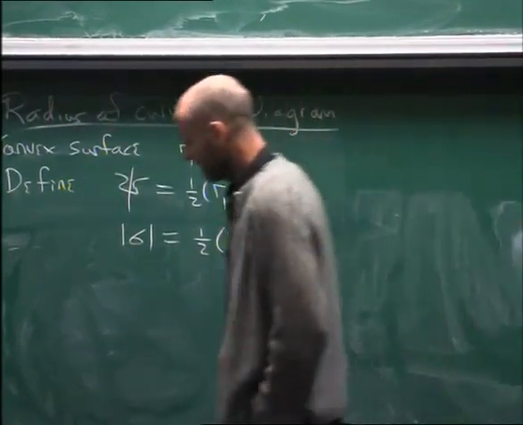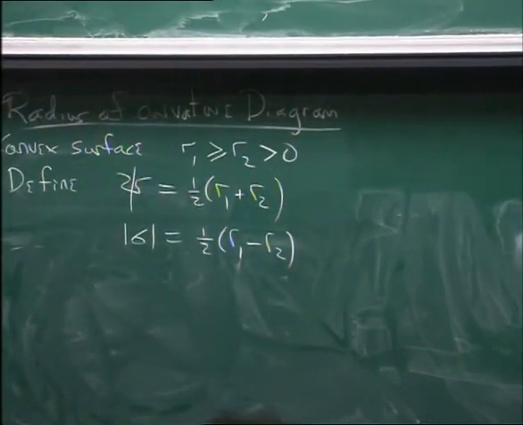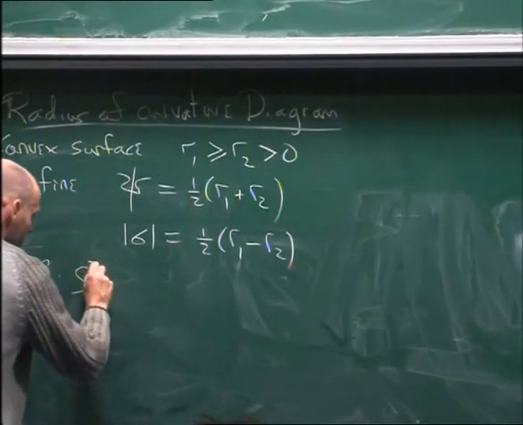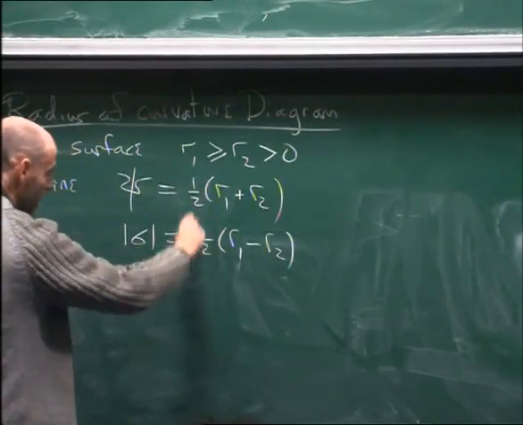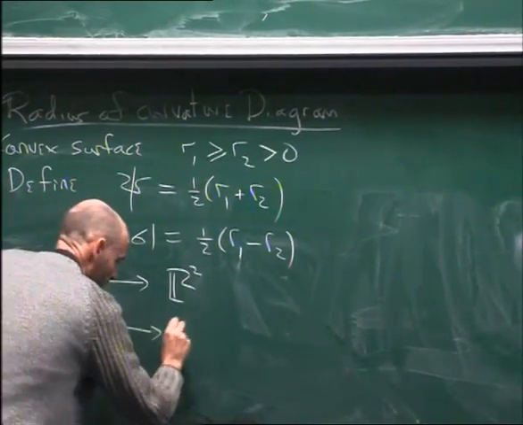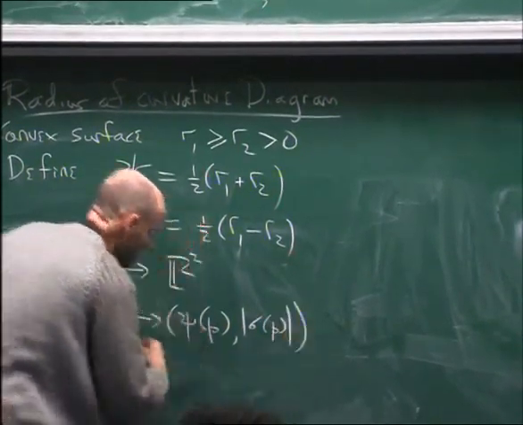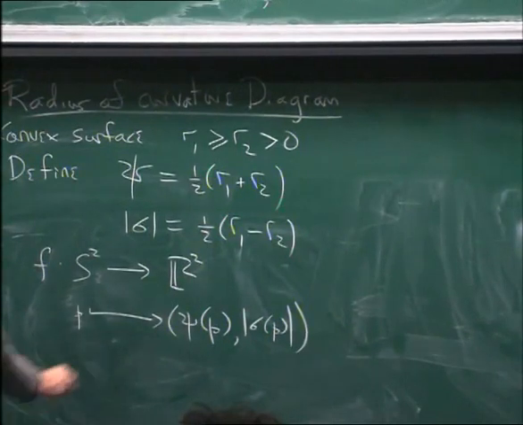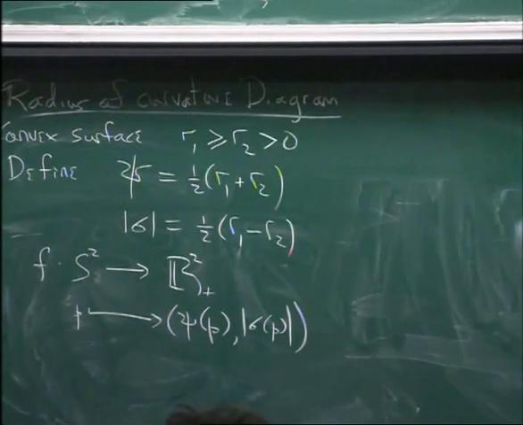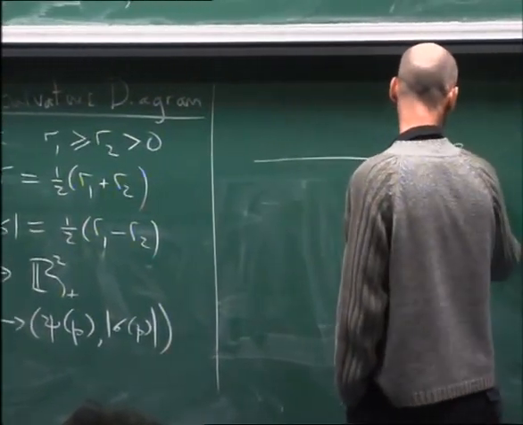Obviously this is strictly greater than zero. So this is just the sum and difference of the radii of curvature. Think of the map that goes from S2 into R2, which takes a point on your surface to its psi and norm sigma at that point, its average and difference between its radii of curvature. Well, these are both positive numbers, so in fact you're in the upper half plane. So this is a mapping into the upper half plane. This is what I would call radius of curvature space.